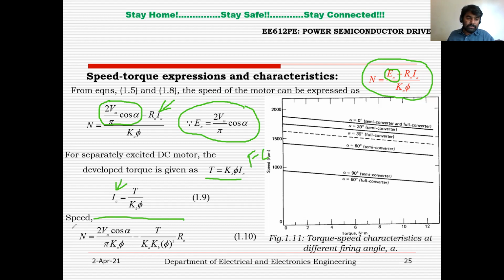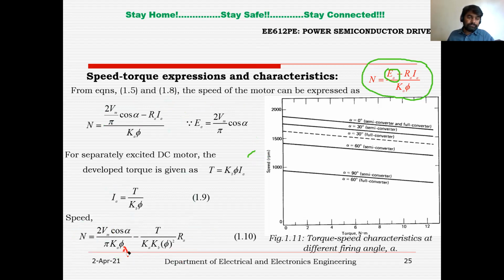So the overall expression for speed in terms of torque will be something like this: 2 Vm cos alpha divided by KF phi into pi, minus torque divided by KB phi square into RA. For a separately excited DC motor, flux is constant and KF, KB both are constant. For a designed machine, RA is also constant. So here flux is constant, this factor is also constant, Vm is constant. So the only factor is cos alpha. By varying alpha from 0 to 180 degrees, you will get different values of speed, right?